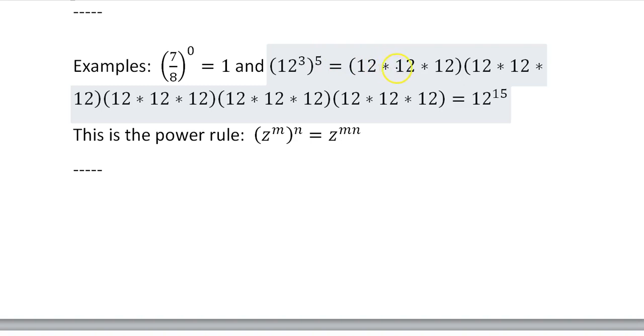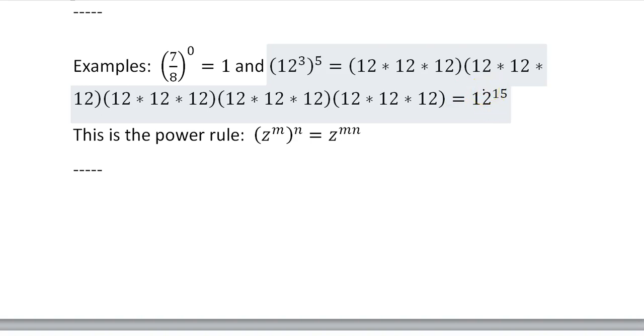So I've got 12 times 12 times 12, and that's my first one of the 12 to the 3rd. So here's my first one, there's my second one, here's my third one, my fourth one, and my 5th one. Now if I go through and count them up, I've got 1, 2, 3, 4, 5, 6, 7, 8, 9, 10, 11, 12, 13, 14, 15. I've got 12 to the 15th power here.